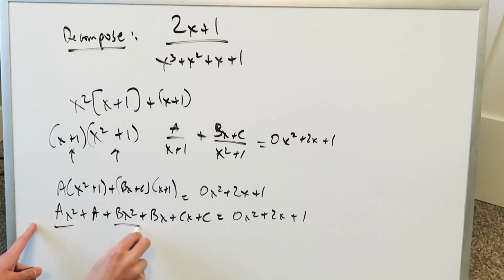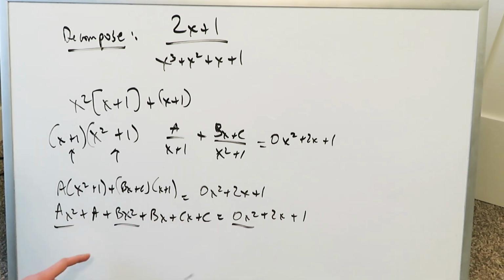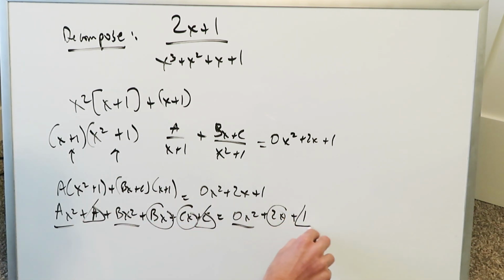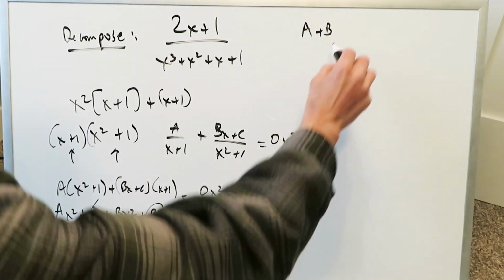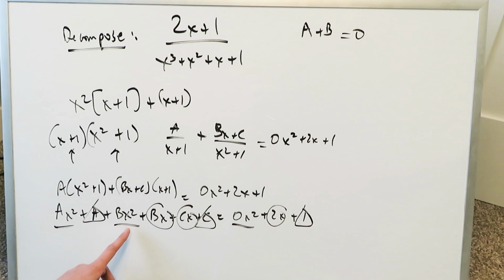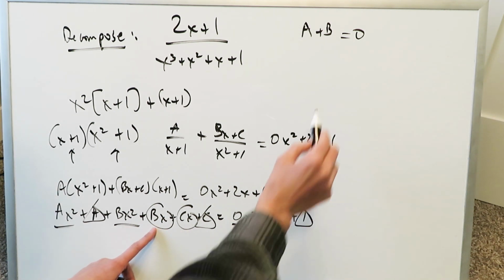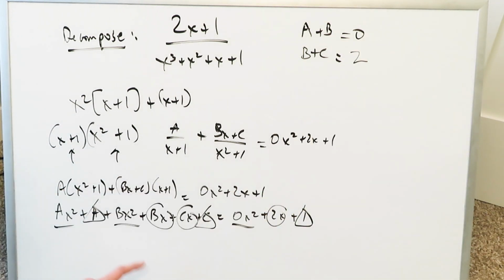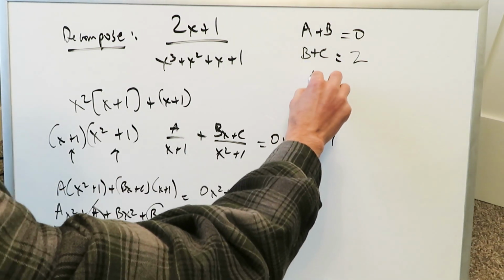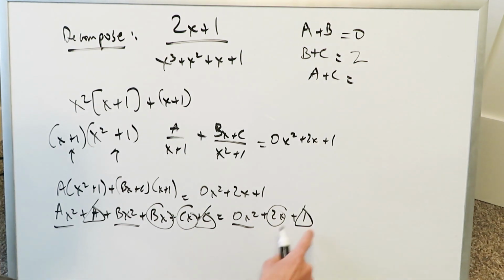You have quadratic terms, or you can say squared terms, which are those. You have linear terms, which are these, and then you have constant terms, which are exactly what are marked, and these will generate your systems of linear equations. Let's look at these quadratic terms. We have a plus b is equal to 0. Let's look at the linear terms. We have bx plus cx, which is just b plus c is equal to 2, and then look at the constant terms. a plus c is equal to 1.